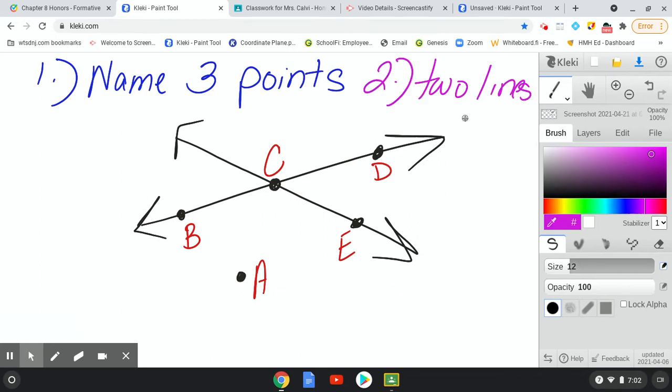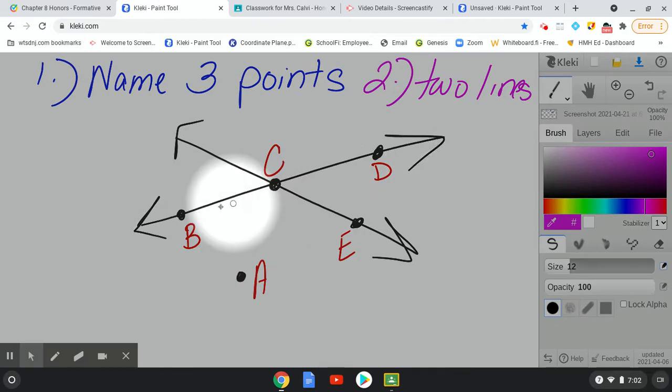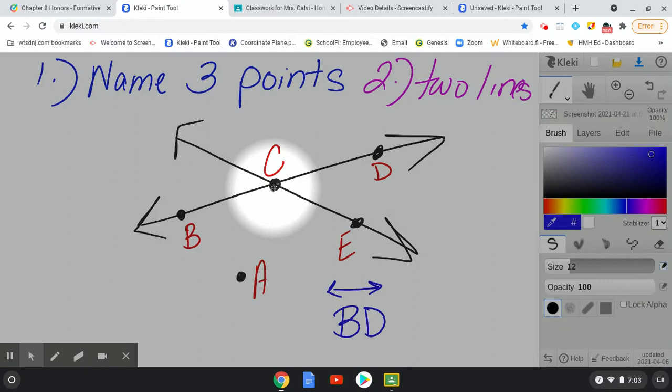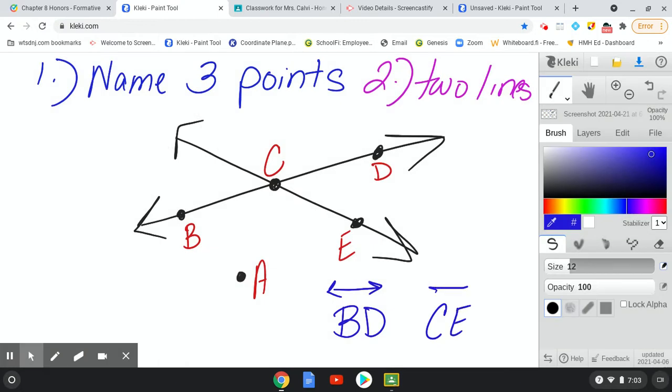Okay, so now I want to identify 2 lines. So I can say line BD. Okay, so that could be one. So line BD, and the symbol for line, arrows on both ends right above it. Now I also can say line CE. Now many of you might say, well, the C's in the middle, but still this arrow does still extend, right? So I can say line CE with the symbol above it, arrows on both ends, all right?